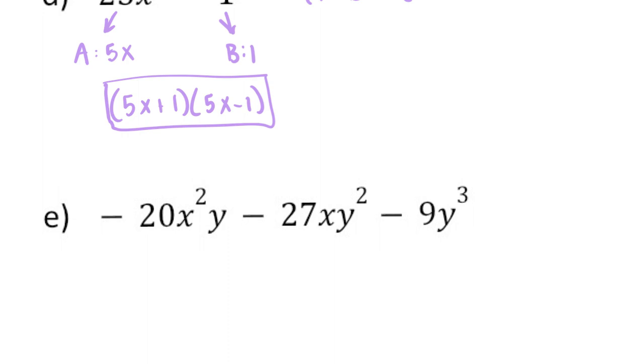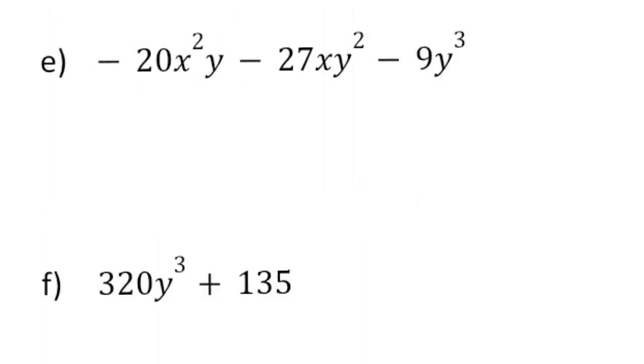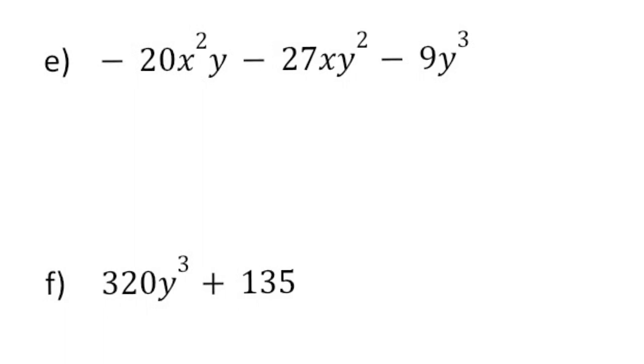E is a little bit harder. We are going to want to look for a common factor on E. So let's start there. Okay, so the GCF between, let's see, we have negative 20, negative 27, and negative 9. Well, darn, there's no GCF other than a negative 1. I definitely want to bring a negative 1 out. And then here we have x squared y, xy squared, and y cubed, so I think I can factor out a y.